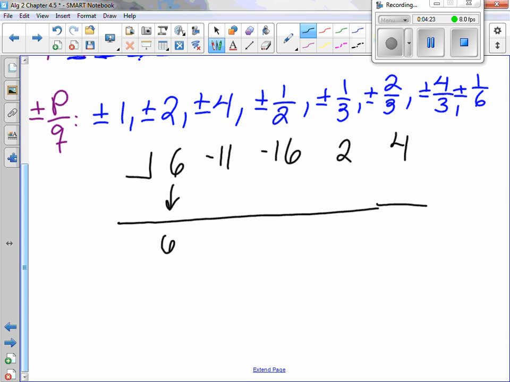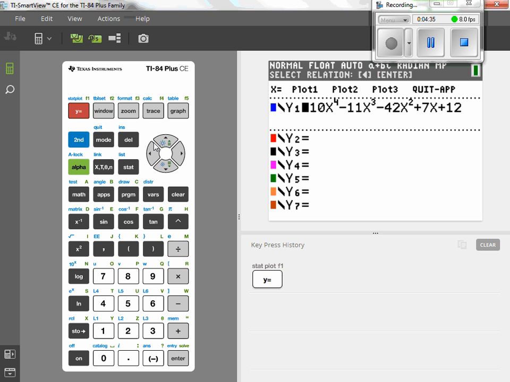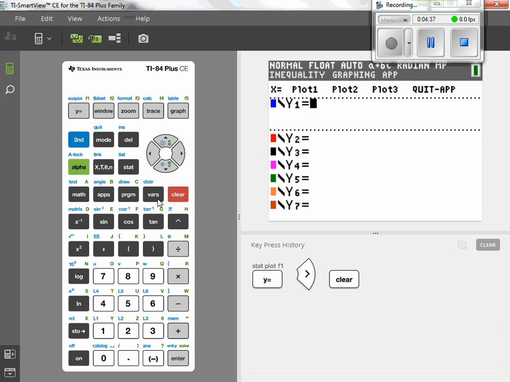But what was another method that we did before we started just doing this here? We graphed it. Yes. We graphed it in the graphing calculator. Because the graphing calculator will help us see what values of x will make this 0. Because anytime it crosses the x-axis, the value of y is going to be 0.